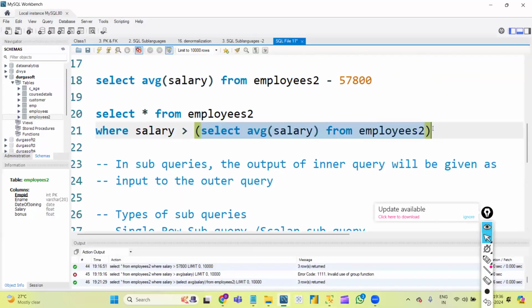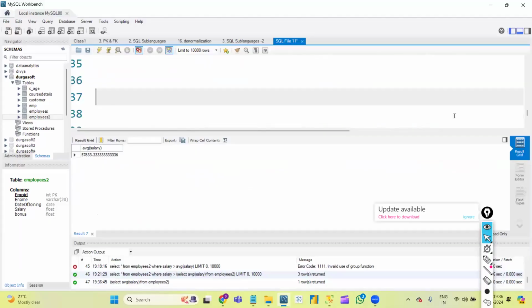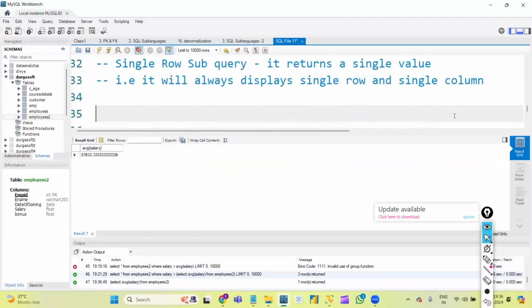This is our subquery. This complete query also comes under single row subquery only, because in this subquery the output will be a single value. Whenever I execute this one, we are trying to find the average salary, so I got only one value as the output, correct? That is what I wrote here. It returns a single value.